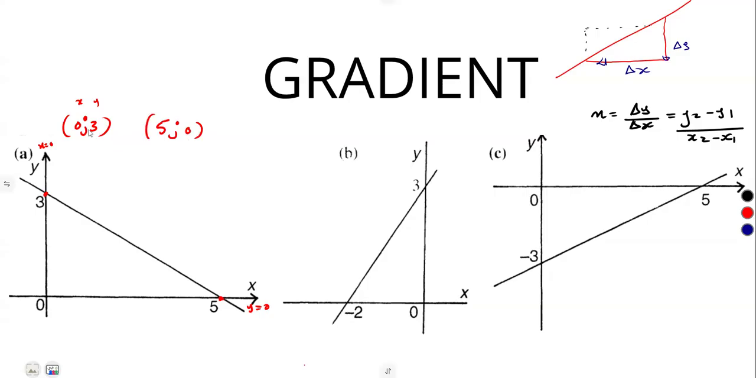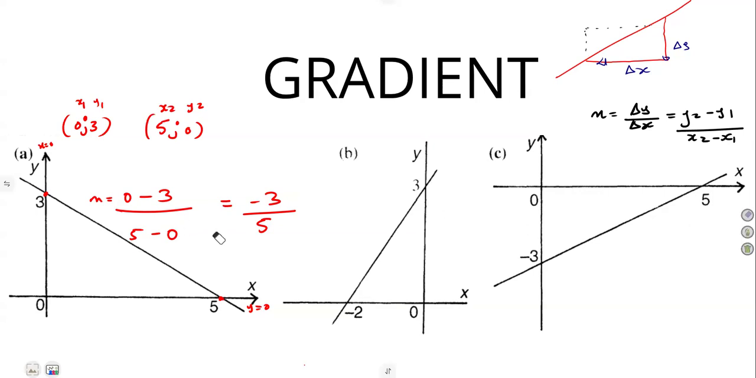Using these points, we're going to have the gradient because we're going to name them x1, y1, x2, y2. Then from our gradient formula, y2 minus y1 is 0 minus 3, over x2 minus x1, which is 5 minus 0. So that was going to give us minus 3 over 5. This is what you're going to have.